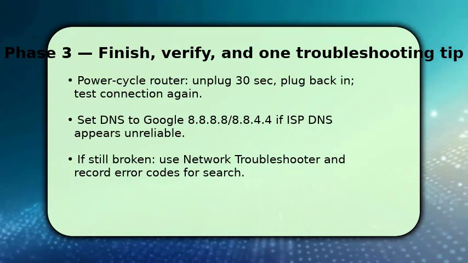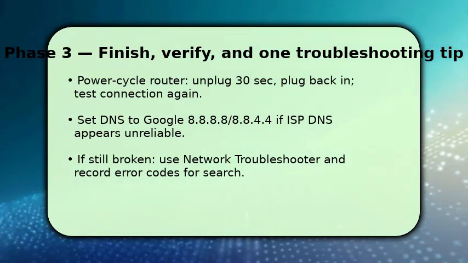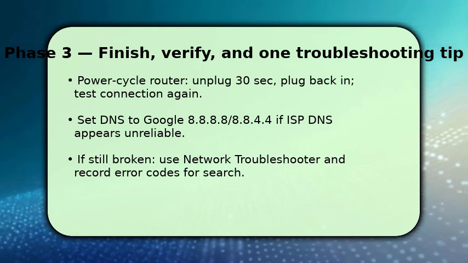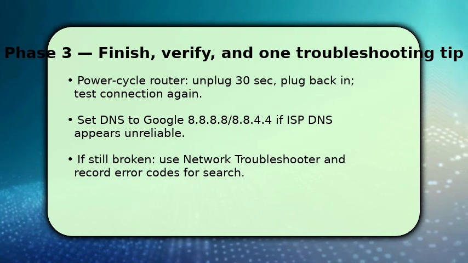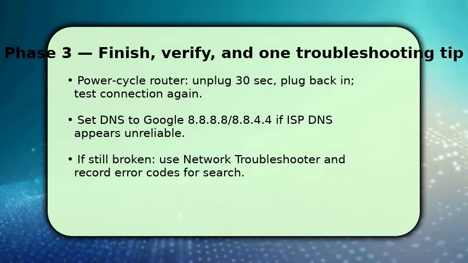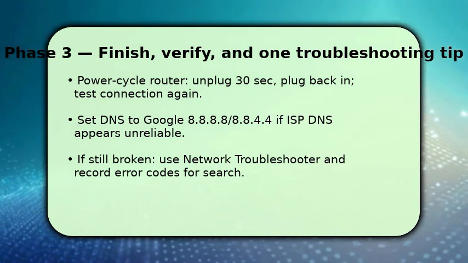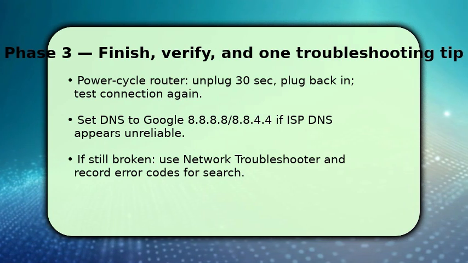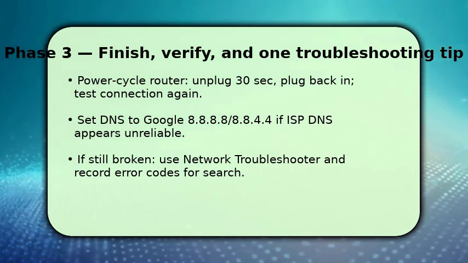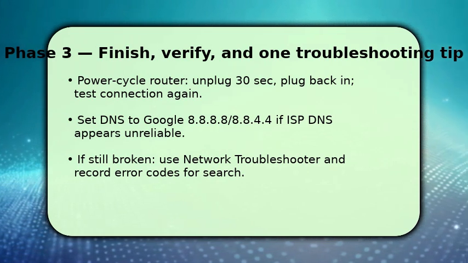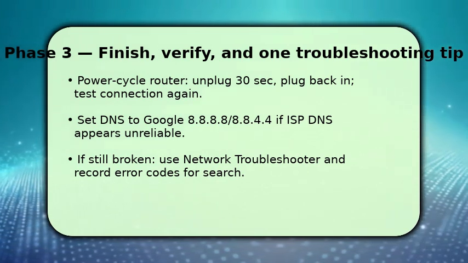To finish, power cycle the router and your PC. Unplug the router for 30 seconds, plug it back in, then reconnect. This clears NAT and DHCP glitches. If problems persist, set a static DNS like 8.8.8.8 and 8.8.4.4 in the adapter IPv4 properties to rule out DNS failures. Make sure wireless security settings match the router, WPA2-PSK, correct passphrase. If nothing works, run Windows Network Troubleshooter and note any error codes.